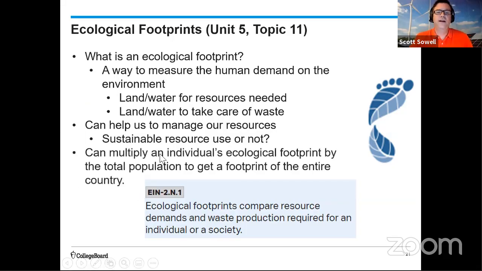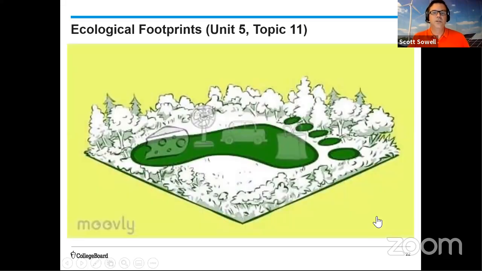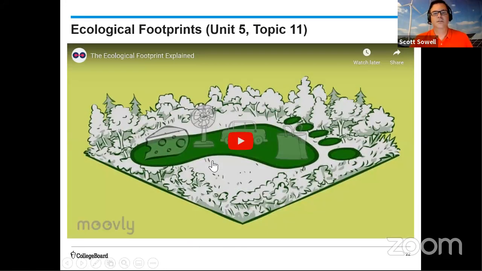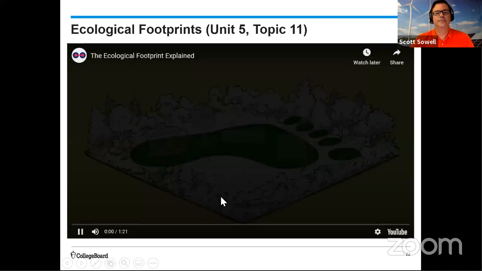And once you find out an individual's ecological footprint, you can simply multiply that by the total population and get a generalized footprint for the entire country. Because again, this is not just about population. We talked a lot about population in the previous unit. So our environmental issues are not simply that we've got a lot of people. That's part of the problem, but it's also that certain individuals consume and generate more waste than others. And we'll look at those differences here. So before we do that, let me give you a short animated little clip of what an ecological footprint is.